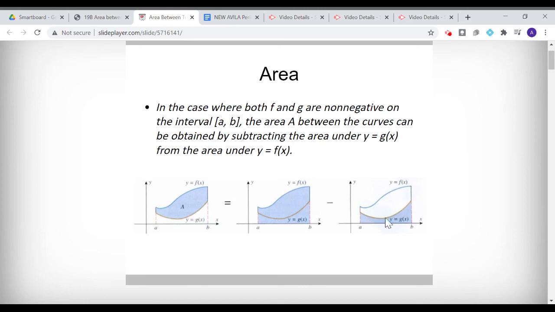The area under g of x is this blue area here. So if I want the area in between those two, I can take the big blue area and subtract the small blue area. It's like a visual description of our formula.